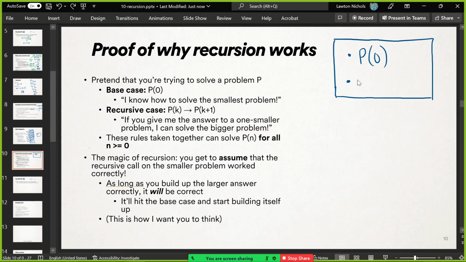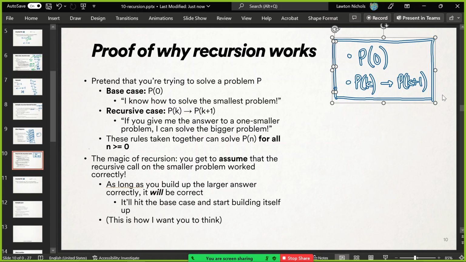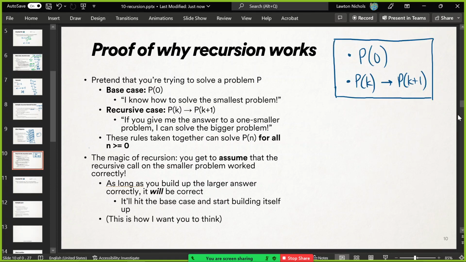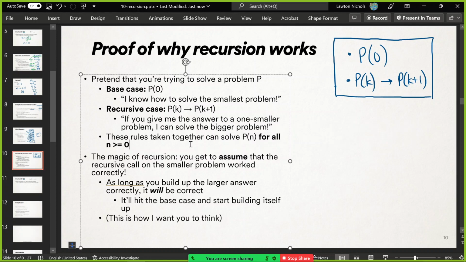But we can write it like this. You give me the answer to P of k, and I know how to build you the answer to P of k plus 1. Okay, that's what the recursive case is saying. And if you take both of these together with a mathematical concept called induction, you can prove that this is always going to solve the problem for any n, P of n, for any n greater than or equal to 0.